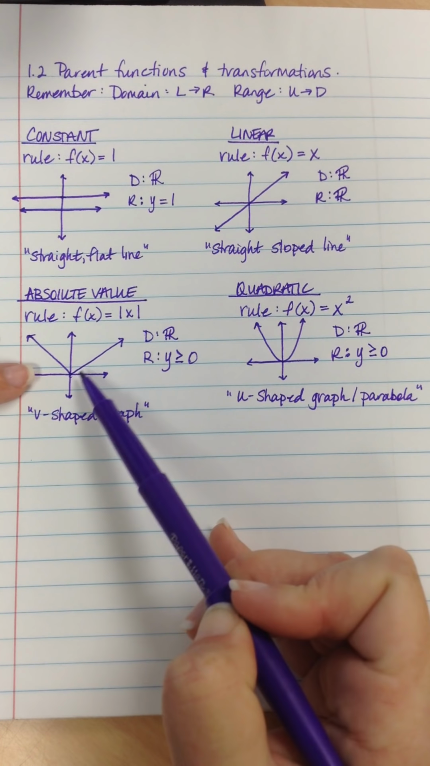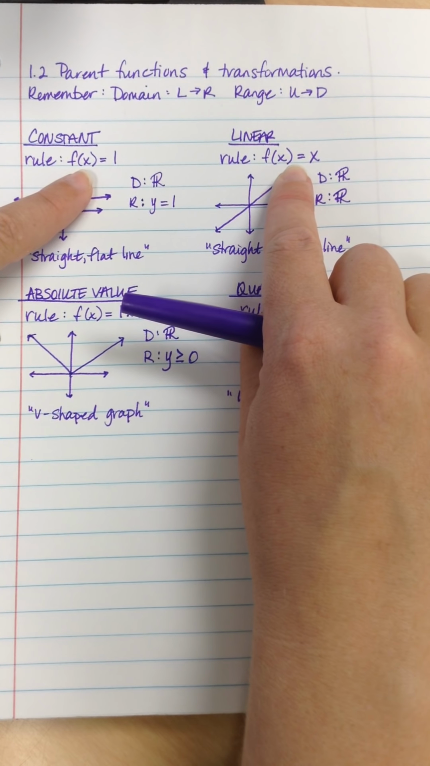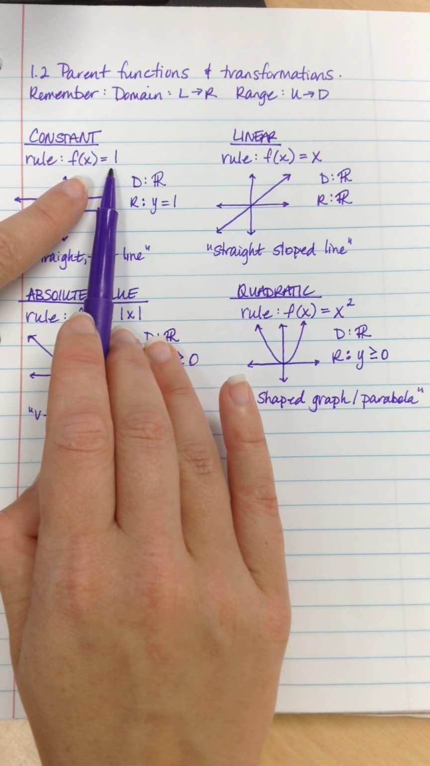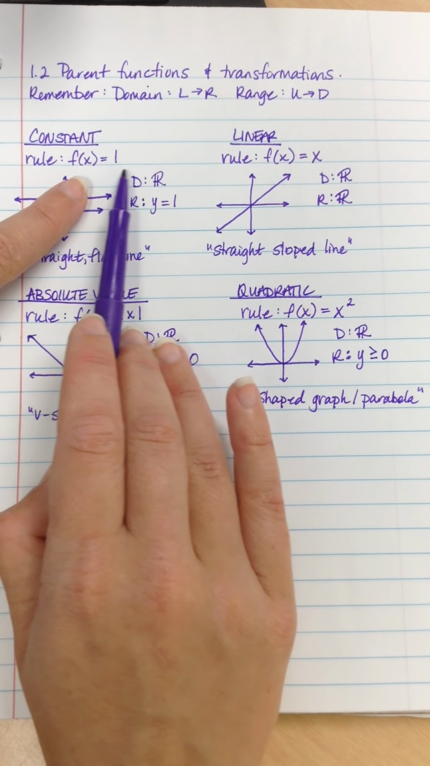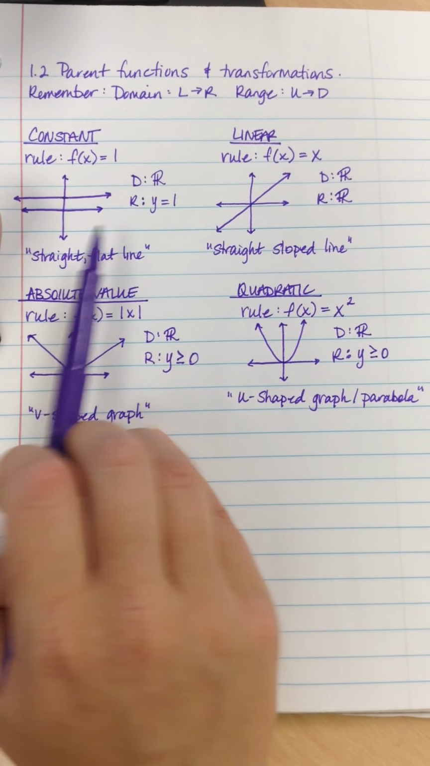We also need to identify what type of equation it is based on what type of graph it is, based on the actual equation. If you'll notice that with the constant, there is no x. There's not a variable of any sort. It's just a number. That's a dead giveaway that you have a constant graph.